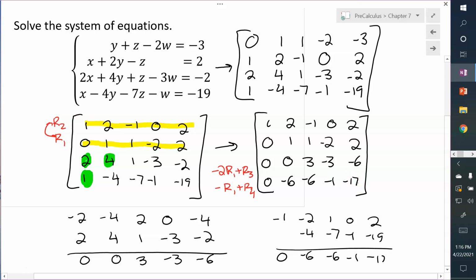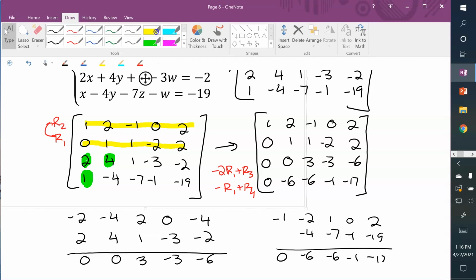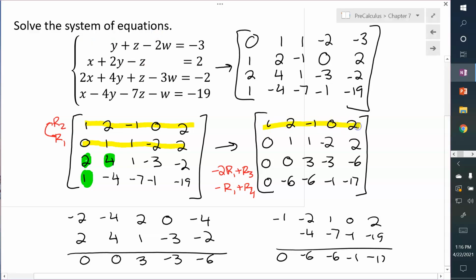So take a look at what I've got now. Row 1 is fine. Row 2 is fine. Row 3, we're getting close. I have a 3 right there. But what if I just multiplied everything in that row by 1/3? That would take care of that, right? So I'm going to do that next.